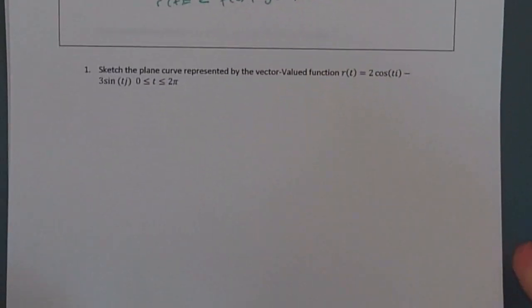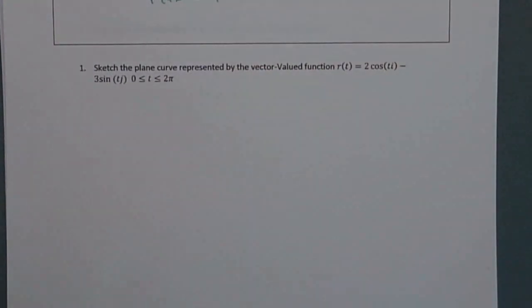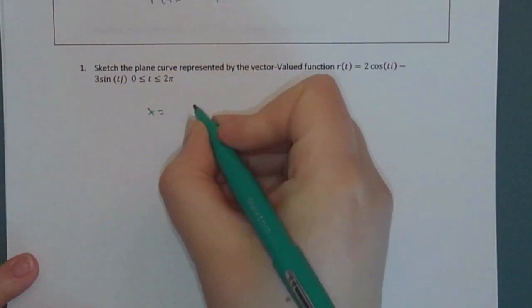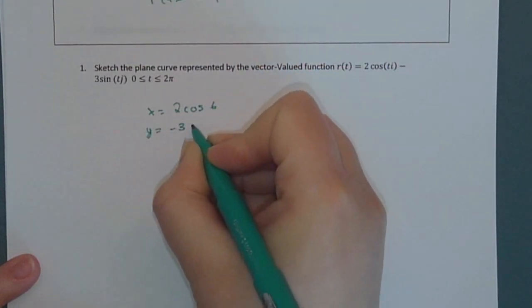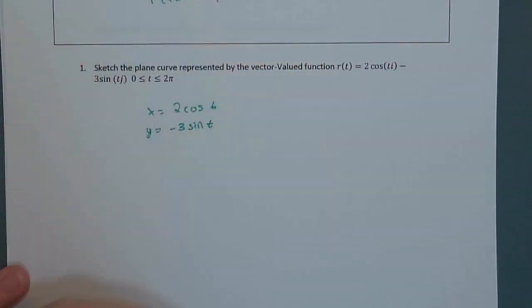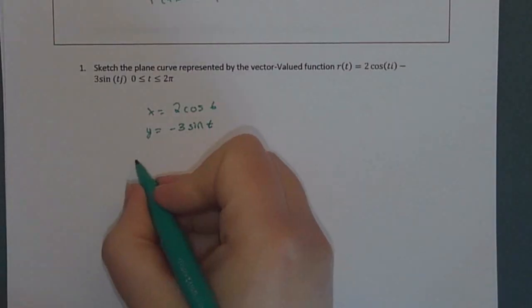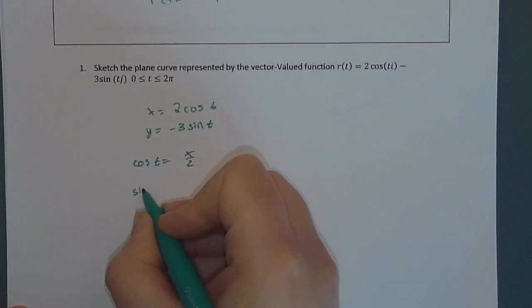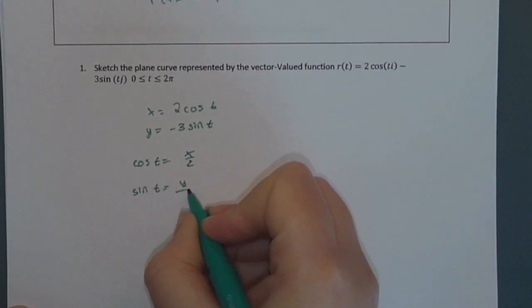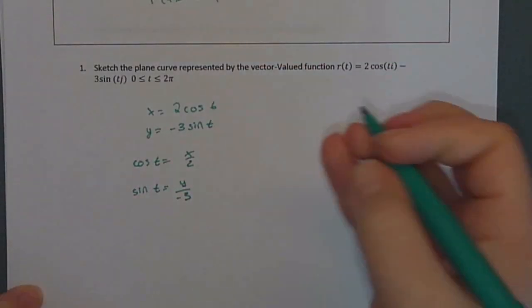Alright, so number 1, we want to sketch the plane curve represented by the vector valued function r of t equals 2 cosine of t i minus 3 sine of t j. So x is 2 cosine of t, y is negative 3 sine of t. Or cosine of t is x over 2, and sine of t is y over negative 3.